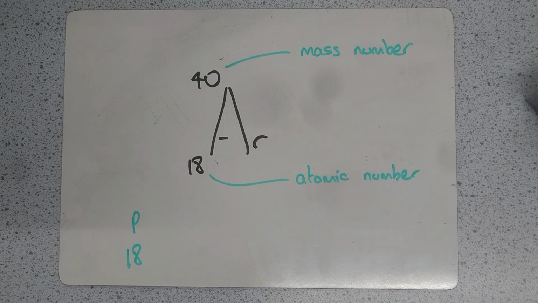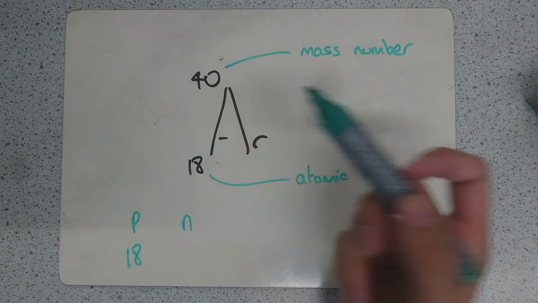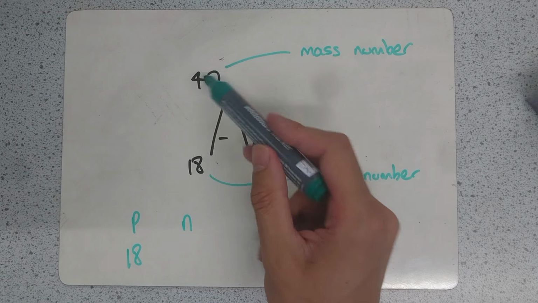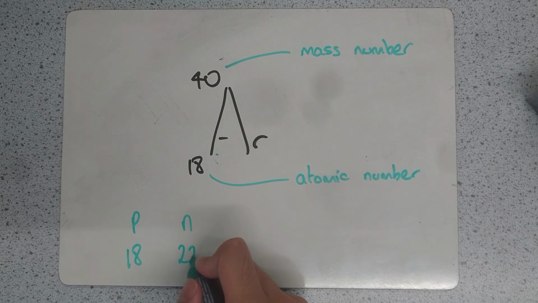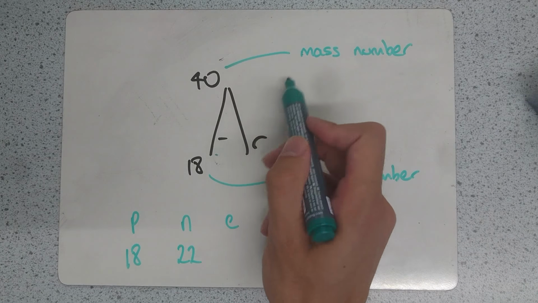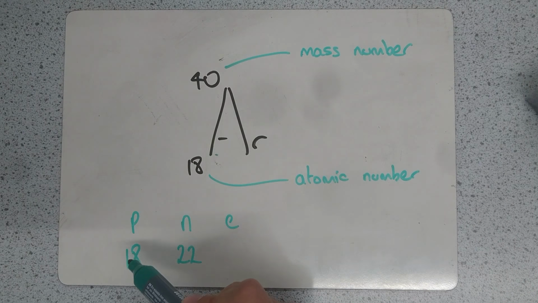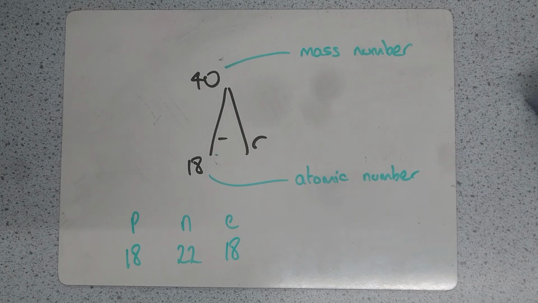Argon, therefore 18. Its neutrons, we've got 40 for a mass number, so 40 minus 18 gives us 22. And then our electrons, there's no charge up here, so our electrons equal our protons. They cancel each other out. So we have 18 electrons there. And that is how we work out the number of protons, neutrons and electrons in an atom.